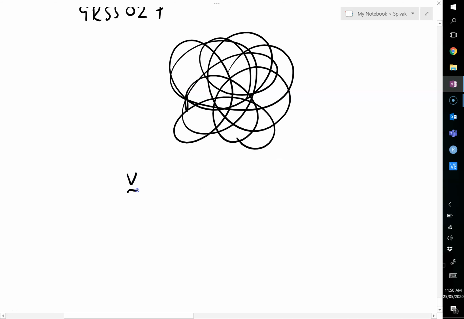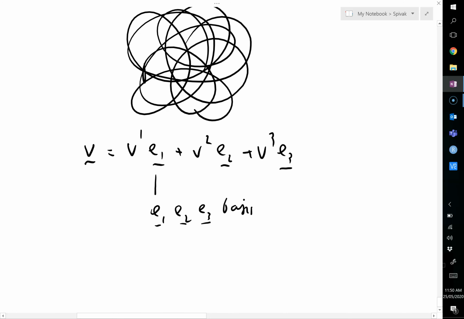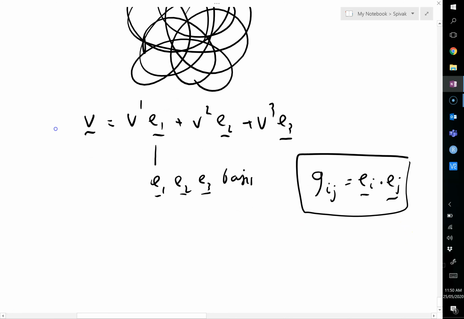Right, we've got a vector v, which I'm going to write like this: v1 e1 plus v2 e2 plus v3 e3, where the e1, e2, e3 form a basis, but they're not necessarily orthogonal, and we've defined an object G, which is called a metric tensor, g_ij equals e_i dot e_j. So we've got this nice little concept that we've been playing with here.